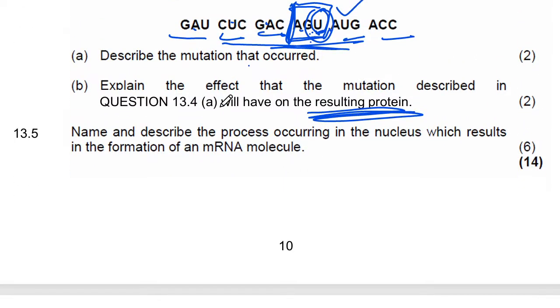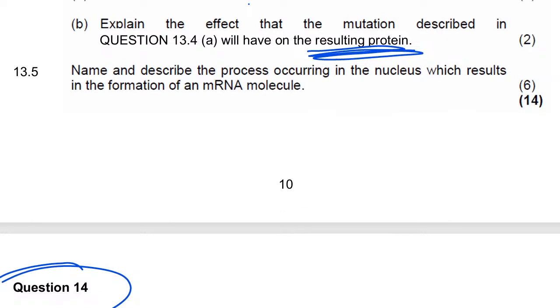All right, let's continue to the next question. Name and describe the process occurring in the nucleus which results in the formation of messenger RNA. Name and describe the process. They said name, you mention the name. When you give the name, automatically you get 1 mark.